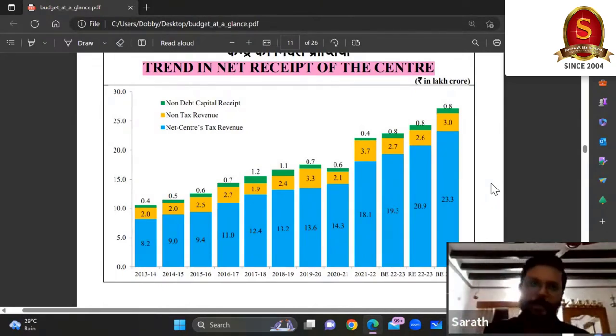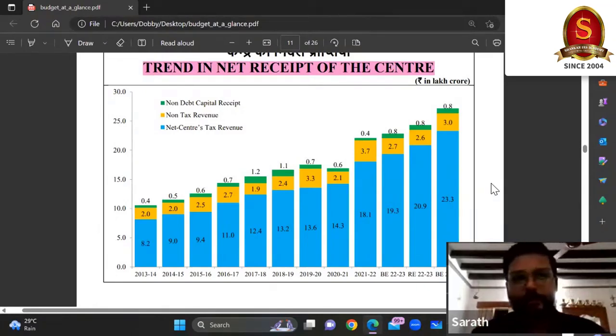As a percentage of GDP, it would not consistently increase, but the question is not as a percentage of GDP. The question is in absolute terms. Net center's tax revenue has been consistently increasing. Correct. Okay. So that is how we can look at it.